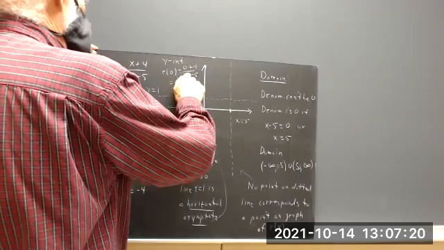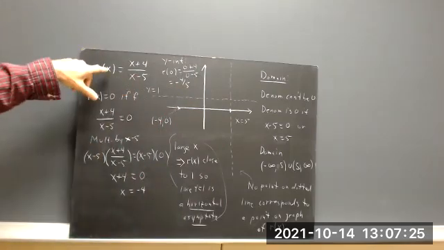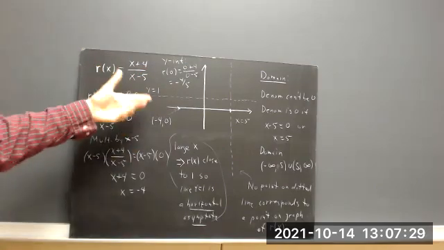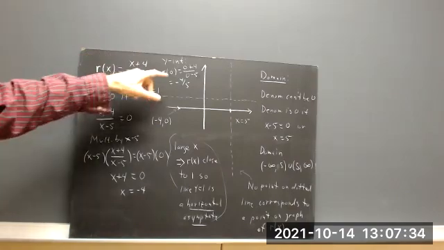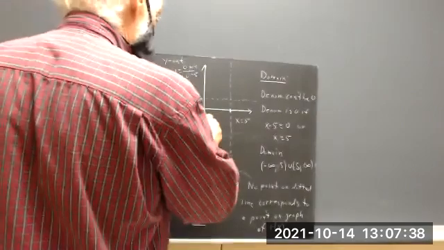The y-intercept is what you get when x is 0, obviously. You get negative 4/5. Put in 0 for x, and you're left with 4 over negative 5, that's negative 4/5. So your y-intercept is down here.